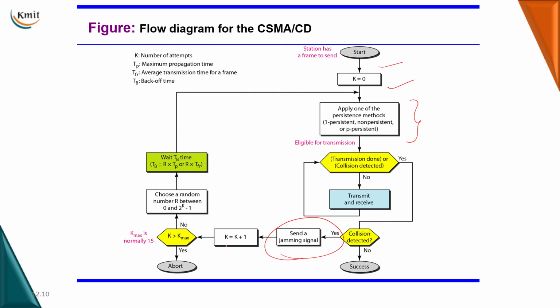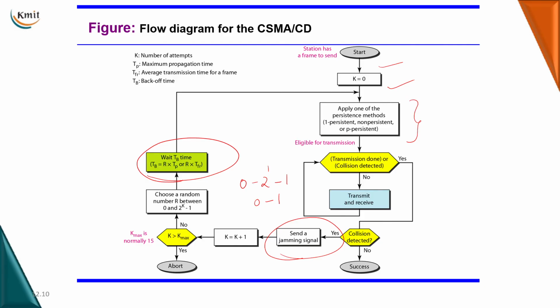How is that random backoff time calculated? By the number of attempts. If K was 0, K now becomes 1, and the maximum number of attempts is 15. If the number of attempts is less than 15, we choose a random number between 0 and 2 power 1 minus 1, that is between 0 and 1, and like this we calculate the backoff time. Backoff time is the random number times the propagation time, and the station will wait for that much time, then again sense the channel using any of the persistent methods, and it continues. So here we are reducing the number of collisions, and also doing collision detection.